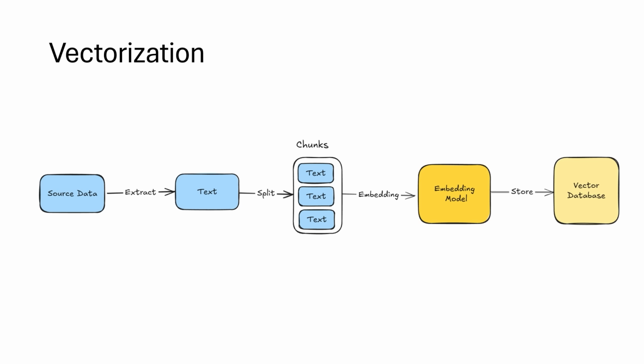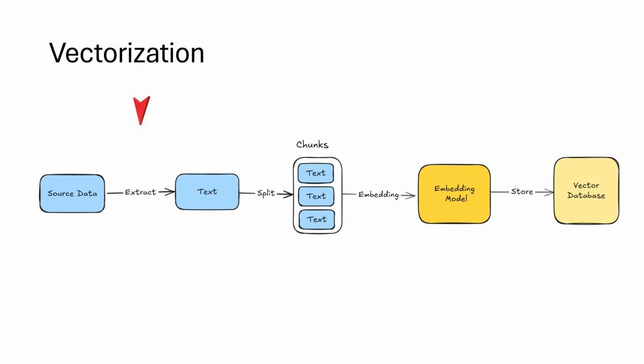It all starts with the source data. This could be documents, websites, PDFs, internal reports, basically any external knowledge that we want our AI system to have access to. But the raw data usually isn't in a format that is easy to work with. It could be messy, structured in strange ways, or mixed with irrelevant information. The first step is extract text.